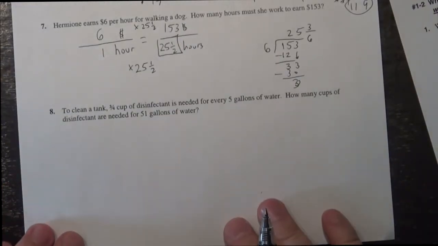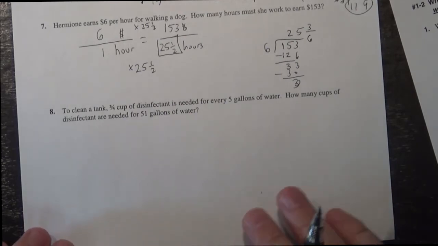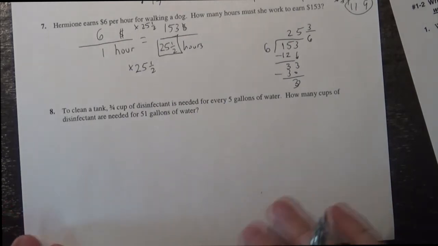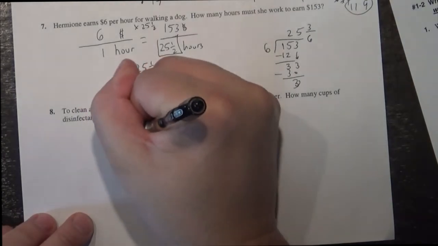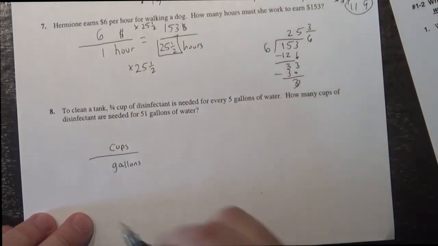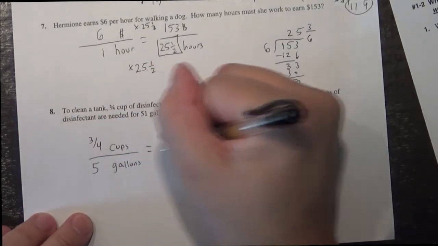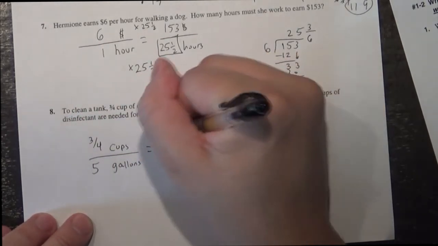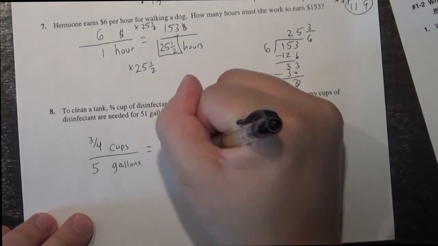It says to clean a tank, 3/4 cup of disinfectant is needed for every 5 gallons of water. How many cups of disinfectant are needed for 51 gallons of water? All right, so this is, again, maybe it seems complicated, but we'll just set it up with our labels first and go from there. So we'll say cups and gallons. Okay, so we need 3/4 cups for every 5 gallons of water. I'm going to say that's going to be equivalent to a certain number of cups, and it tells me 51 gallons.